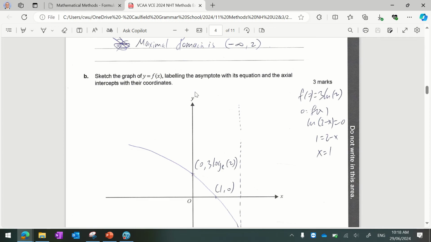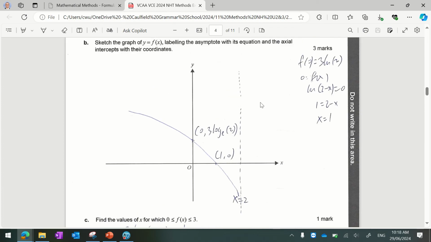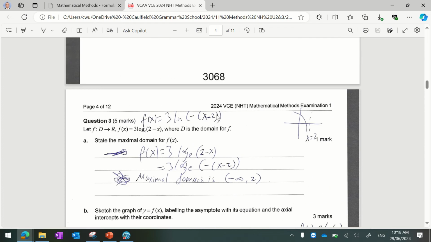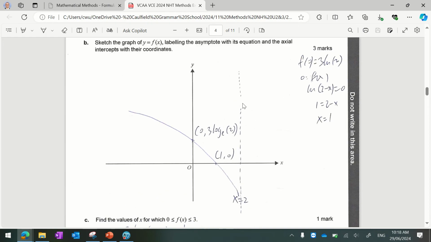And then we need to sketch the graph, label the asymptote, and then axial intercept. And so here's the graph. You are supposed to know the translation. Translation is 2 units to the positive direction of the x-axis. And then you may or may not need to do some calculation to find the axial intercepts. That's what I did on the side here. And that's my graph.